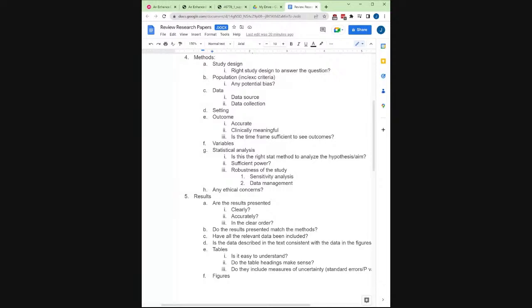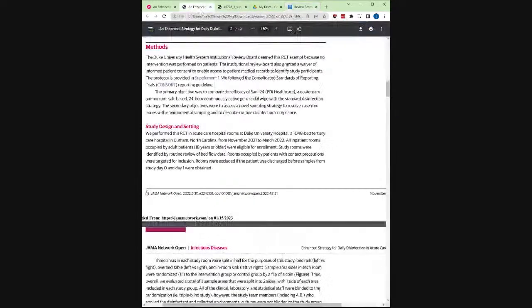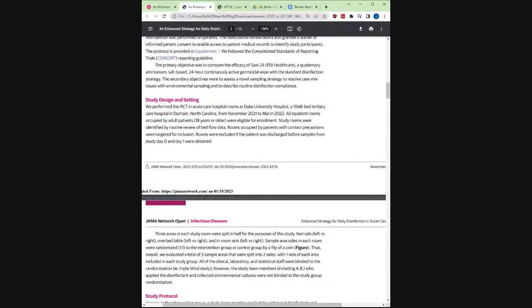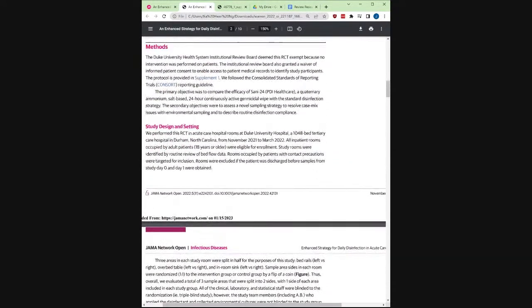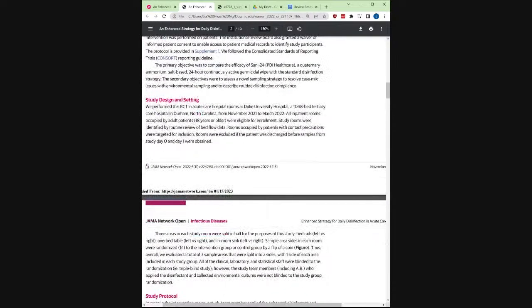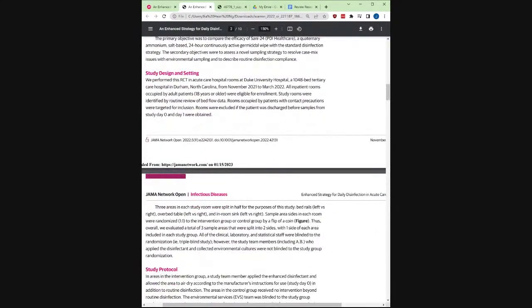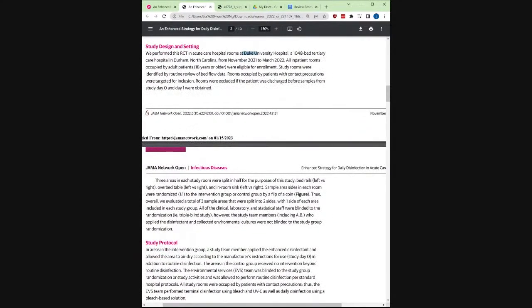Now I move on. Population. What's the inclusion, exclusion criteria, and any potential bias? Okay, so let's read this a little bit more. Here was a summary. They said we performed this in a Duke University hospital, 1,000 patients, a short period of time, and all patients. Right. Let's look at the inclusion exclusion criteria.